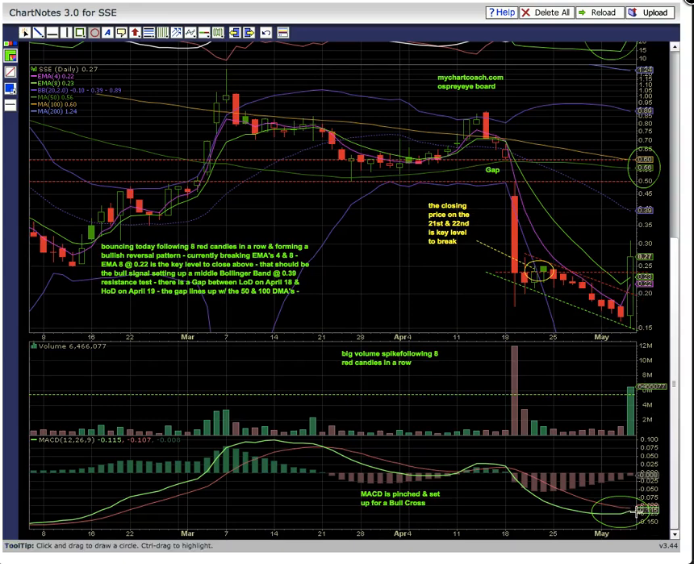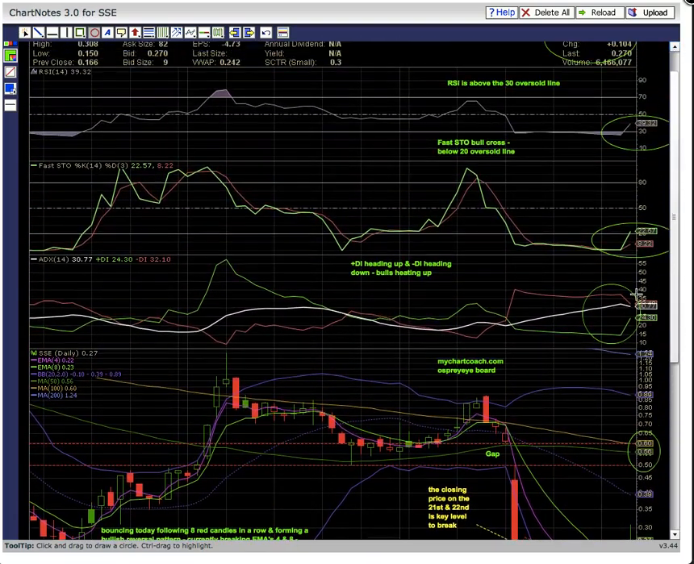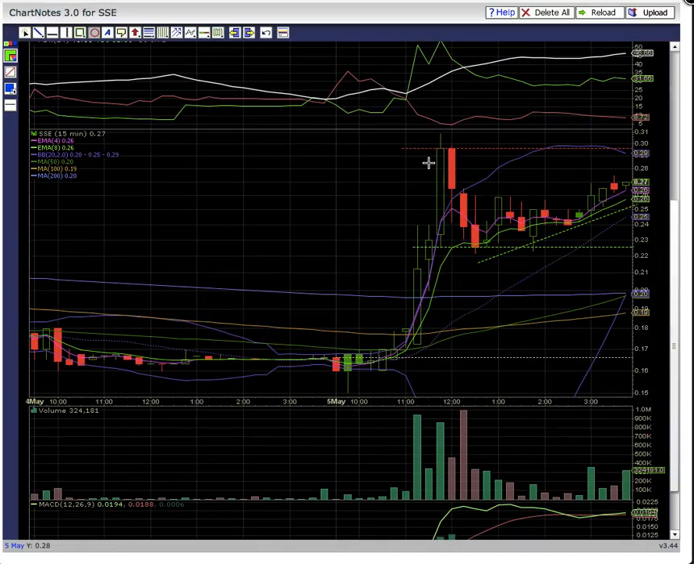Down here you've got the MACD line and signal line pinching. Look for a bullish crossover. That would be another signal the chart is heating up. Up here you've got a negative minus DI pinching with ADX, and you have plus DI hooking up here on ADX. So this is showing the bulls are heating up. Another signal that SSE has some room possibly to run. Fast Stochastic is just above the 20 oversold line, and RSI is just above the 30 oversold line. So both indicators are above oversold levels, and they do have room to run.